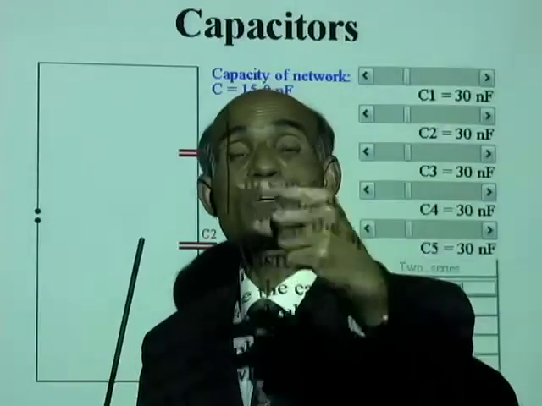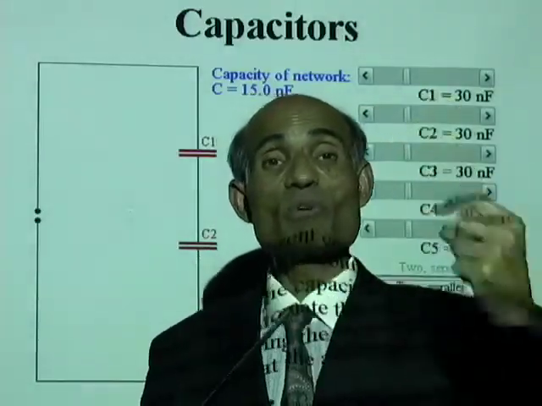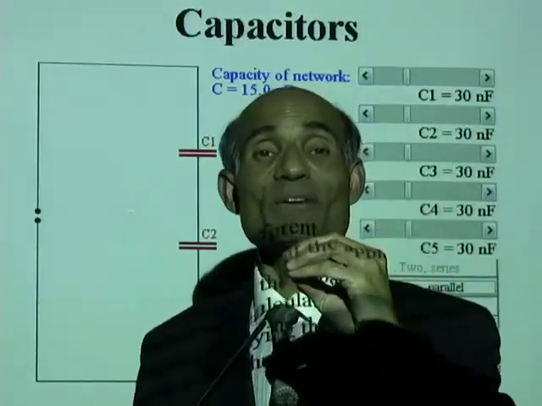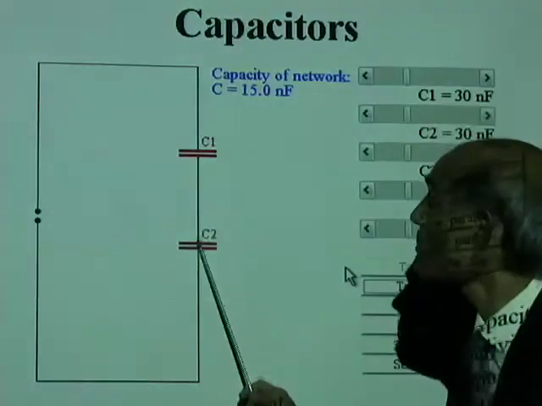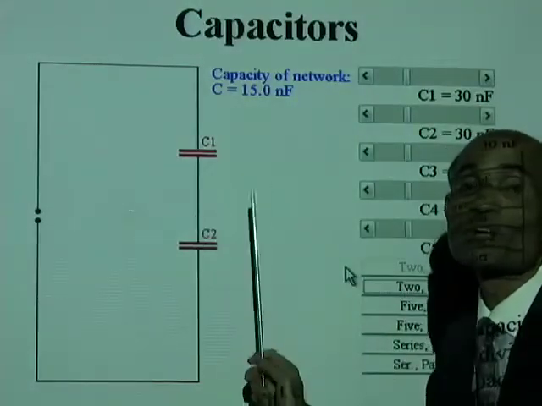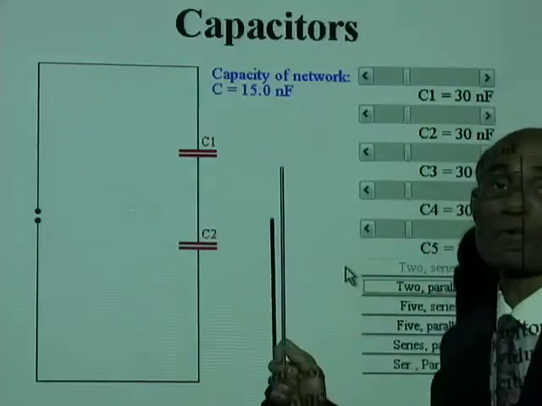If two 200 microfarad capacitors are connected in series, what will be the total capacitance? It will be 100 microfarad. If two equal capacitances are connected in series, the total capacitance will be half of one of them.